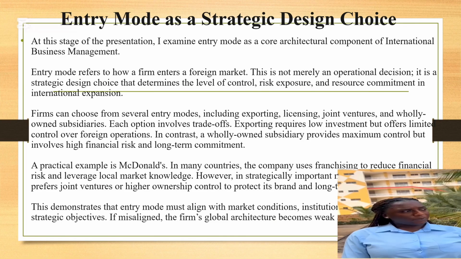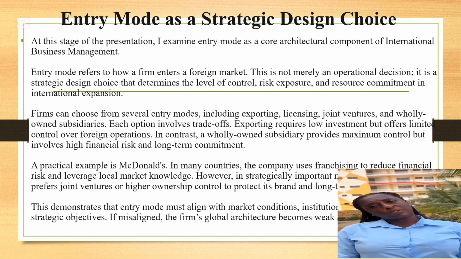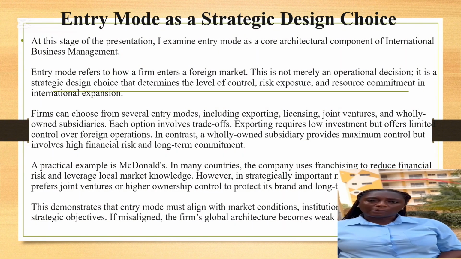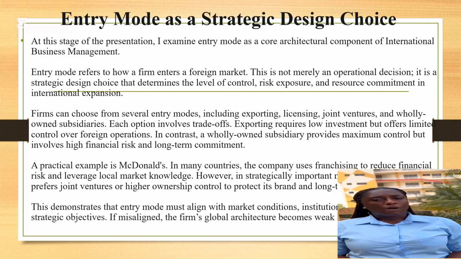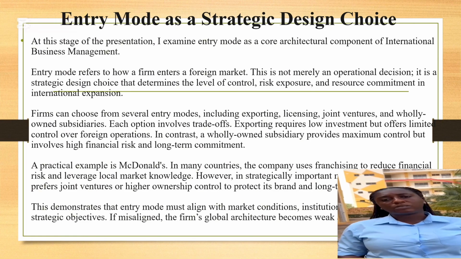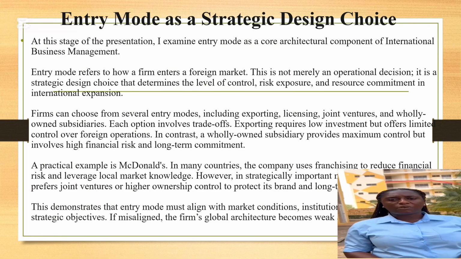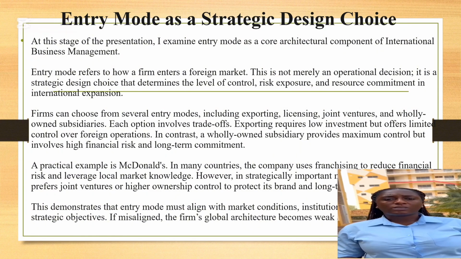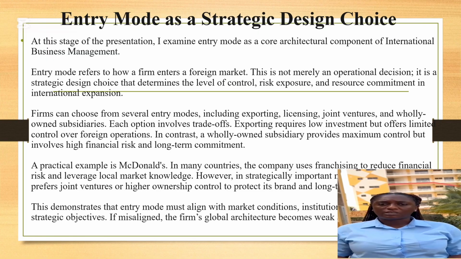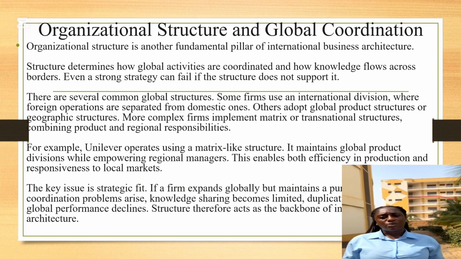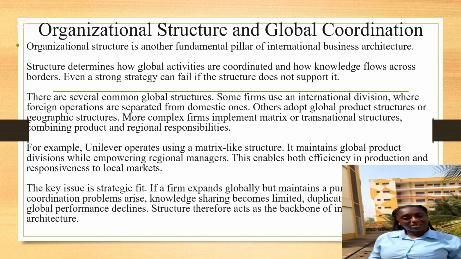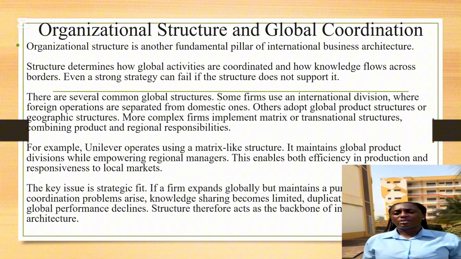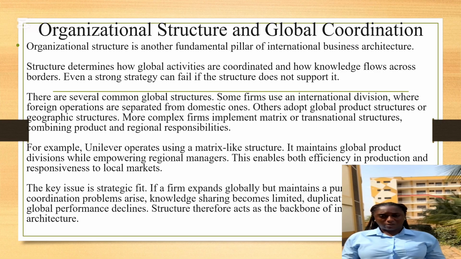A practical example is McDonald's. In many countries, the company uses franchising to reduce financial risks and leverage local market knowledge. However, in strategically important markets, it sometimes prefers joint ventures or higher ownership control to protect its brand and long-term profitability. So, organizational structure and global coordination is another fundamental pillar of international business architecture.